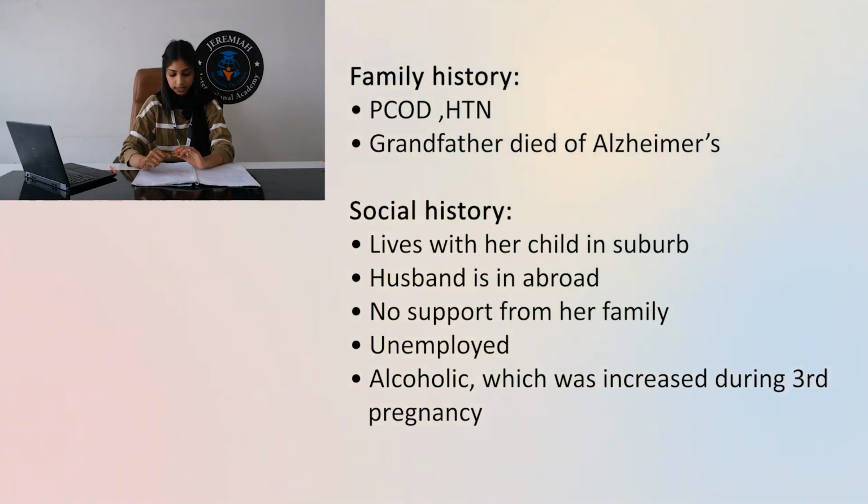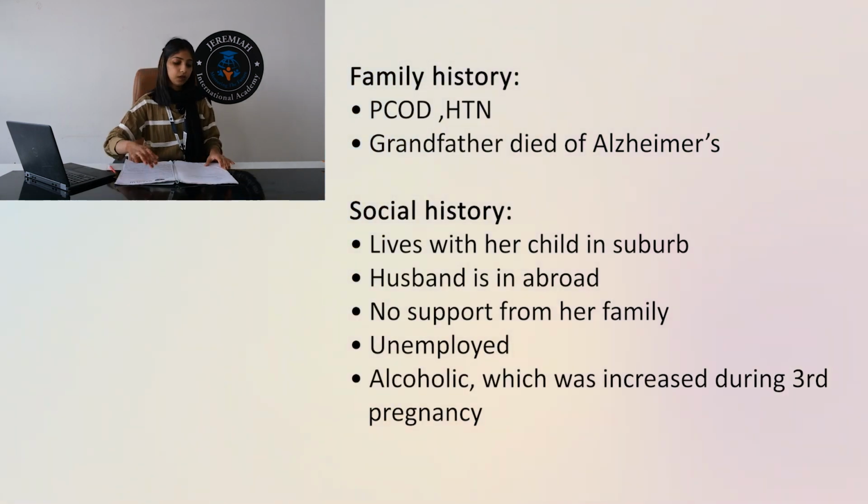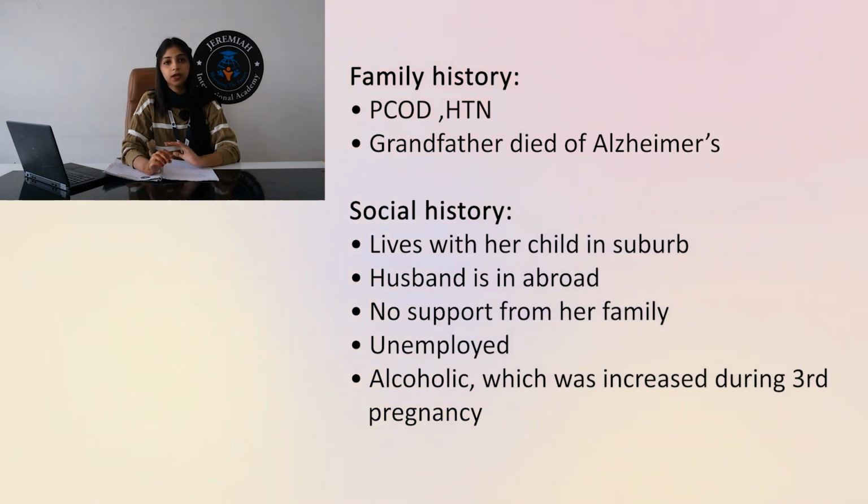So we have gone through the past medical history of this patient, and the family history is also listed here. The patient has a family history of PCOD as well as hypertension, and the patient's grandfather died of Alzheimer's. Regarding the social history, she is living with her child in a suburb. The patient's husband is abroad, and the patient has no support from her family, and she is also an unemployed woman. The last data is that the patient is alcoholic, and the alcoholic habit increased during her third pregnancy.